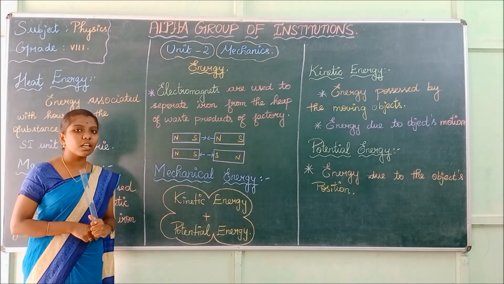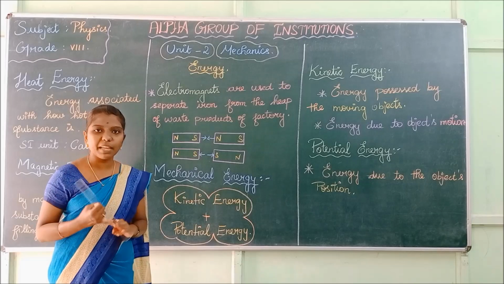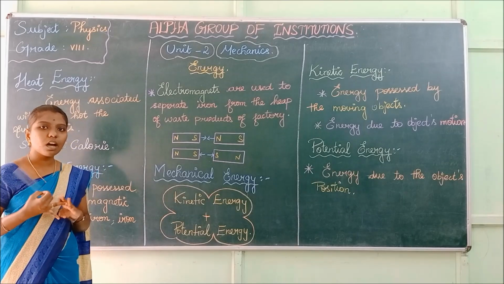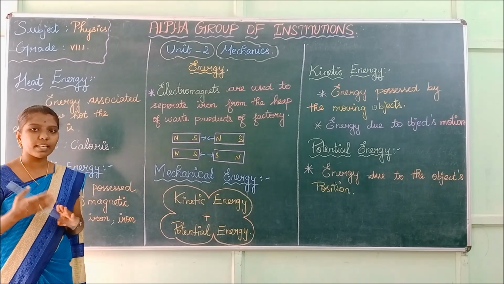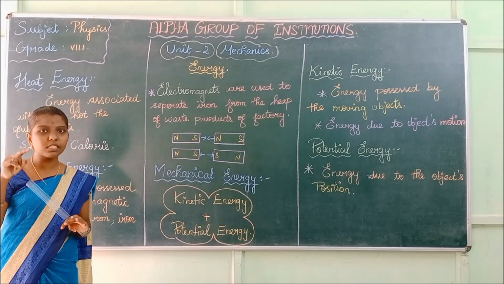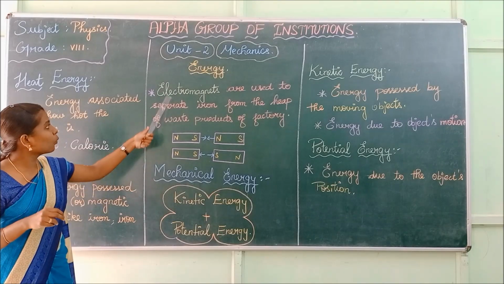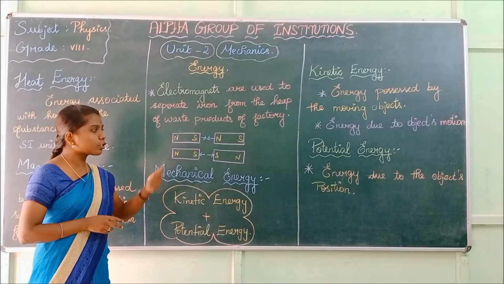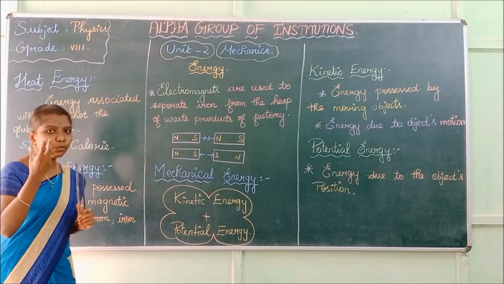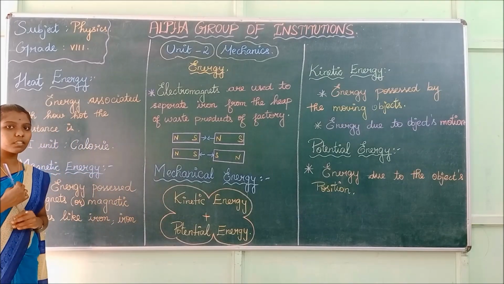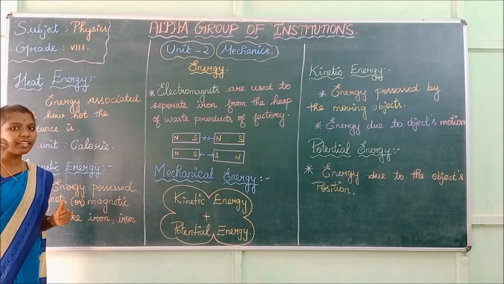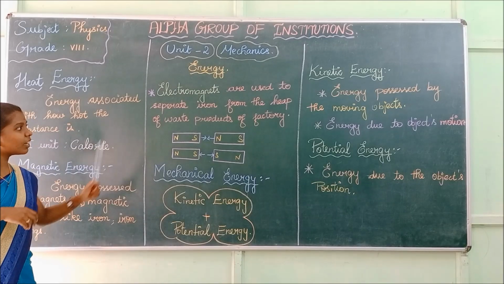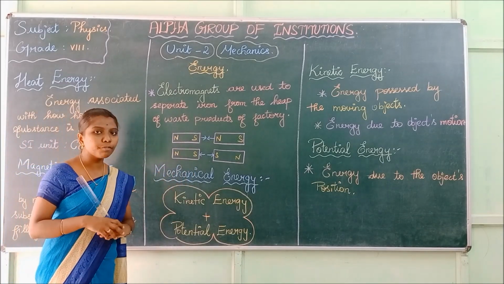Next, electromagnets. Magnets are of various types, namely bar magnets, horseshoe magnets, electromagnets, ring magnets, round magnets, etc. Electromagnets are used to separate iron filings from the heap of waste products of a factory. From the factory's waste materials, they separate the iron filings with the help of electromagnets.